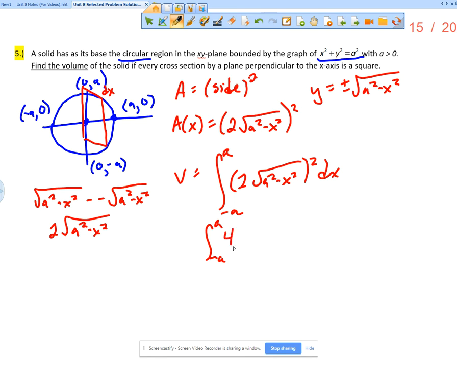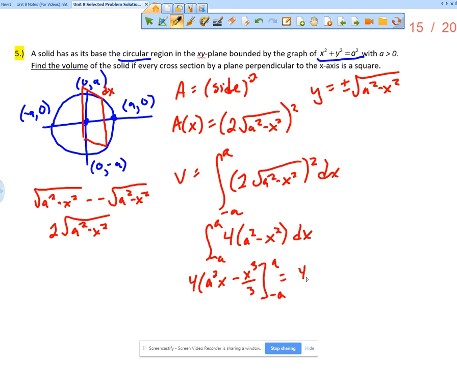Now this becomes 4 times the quantity a squared minus x squared. Remember, 2 squared is 4, and the square root of a squared minus x squared squared is just a squared minus x squared, dx. Now the 4 can come in front. If I integrate a squared, keep in mind a is an unspecified constant, so the integral of a squared is just a squared times x. Minus x squared, that would be x cubed over 3, and we're going to evaluate from negative a to positive a.